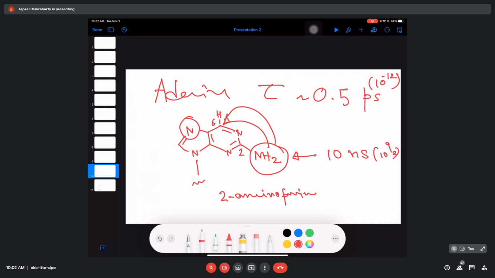Now, when you try to synthesize this adenine molecule, it is not only adenine that is produced, but with this hydrogen cyanide polymerization, many other molecules are produced. So the production of 2-aminopurine is not unlikely. That is also produced, but naturally it cannot survive under shorter wavelength excitation light, because with a long lifetime, energy gets dissipated. So this is the origin of this natural selection.